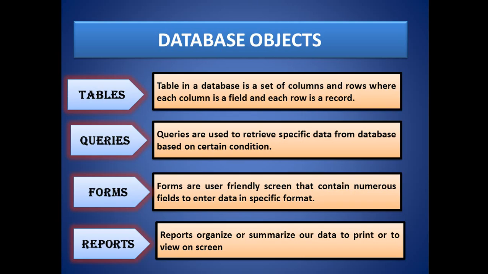As you all know, in MS Access database consists of these following objects. They are tables, queries, forms and reports. Tables in a database, it is a group of columns and rows where each column is known as field and each row is known as record. So column, it is a group of vertical arrangement of cells, whereas row is a group of horizontal arrangement of cells.